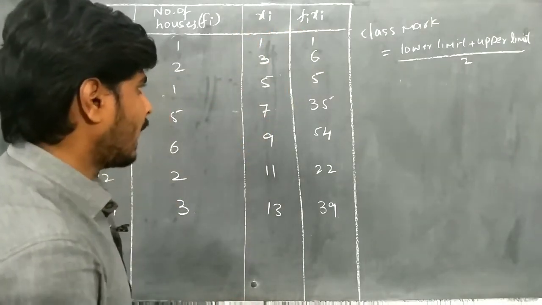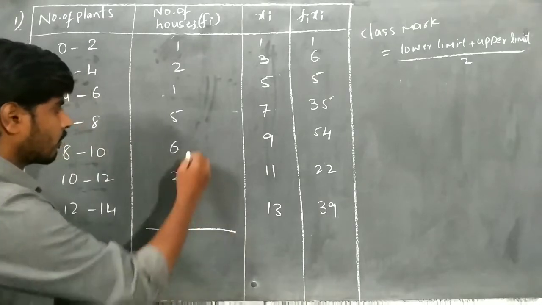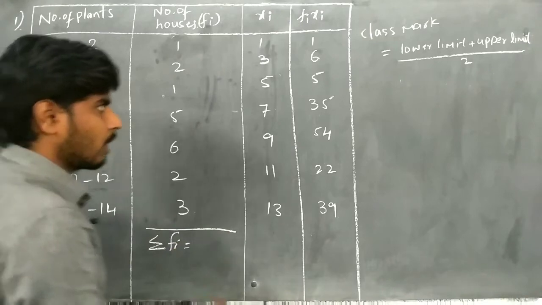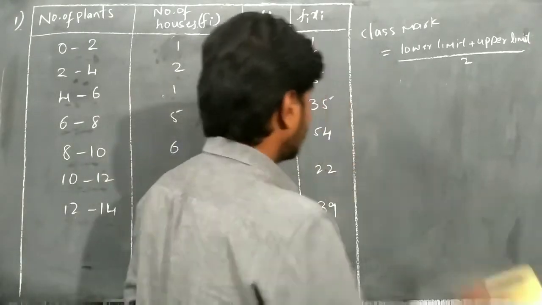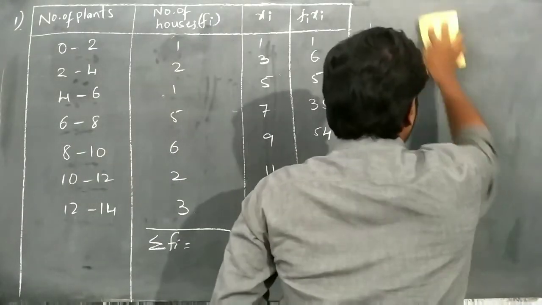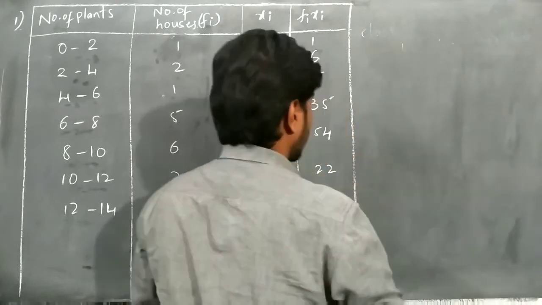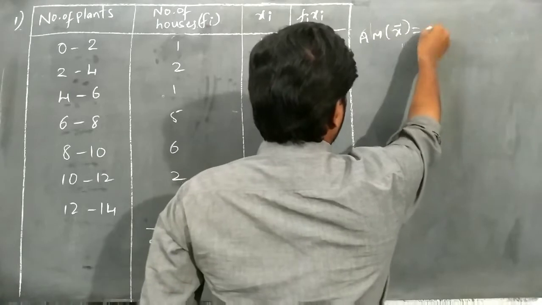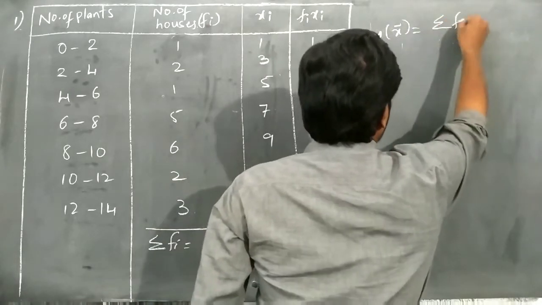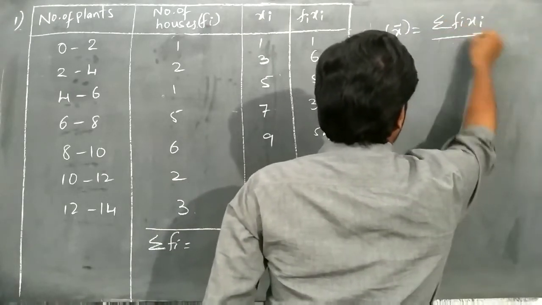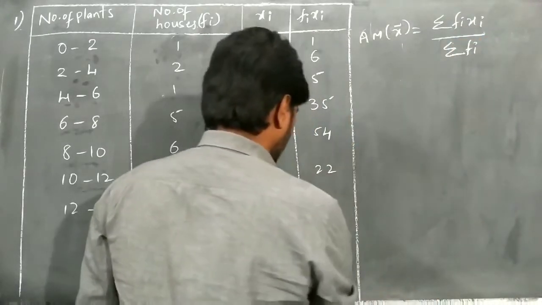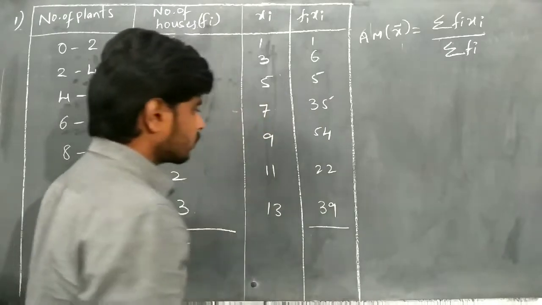Now we have to add these Fi values, that is sigma Fi. What is the formula for the direct method? To find the mean in the direct method, we have the formula x bar equals sigma Fi Xi by sigma Fi. So we have to calculate this here.